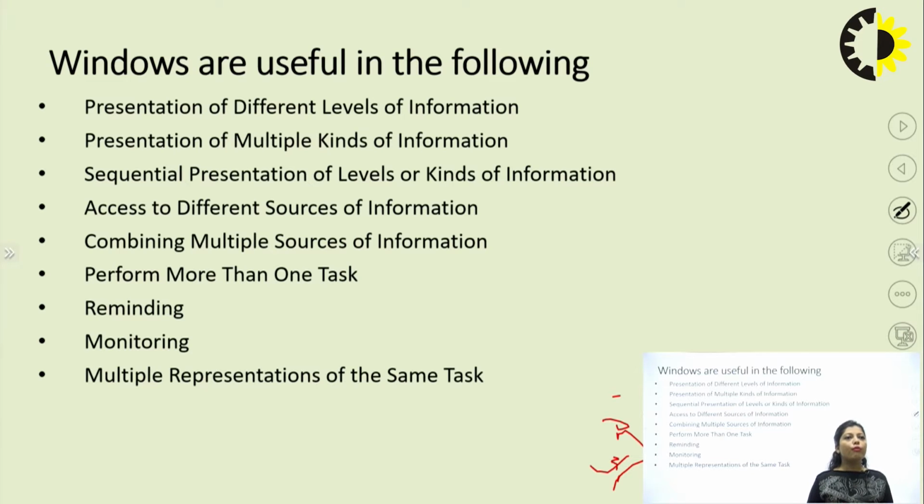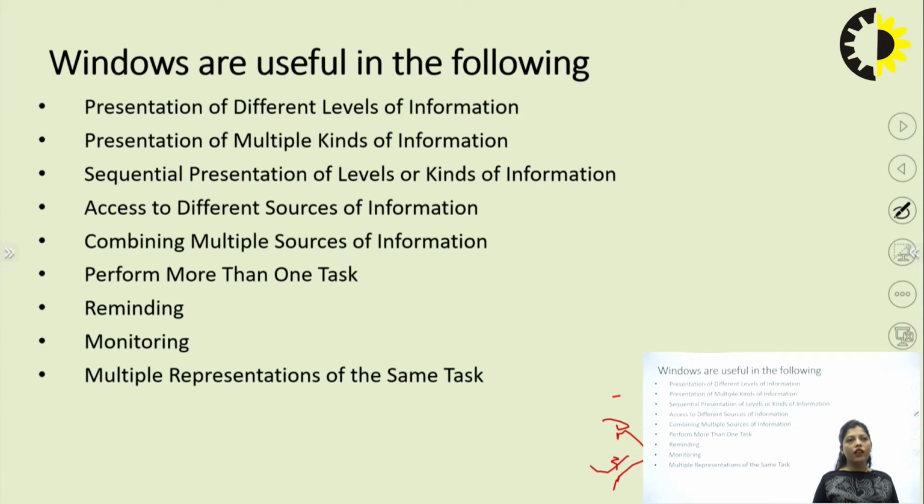Next is performing more than one task. Performing more than one task means the user can work simultaneously on 2, 3 or 4 windows and so on. For example, with the help of a cascading window or an overlapping window, the user can perform more than one task at a time. If the user wants to perform only one task at a time, then they can use the tiled window.